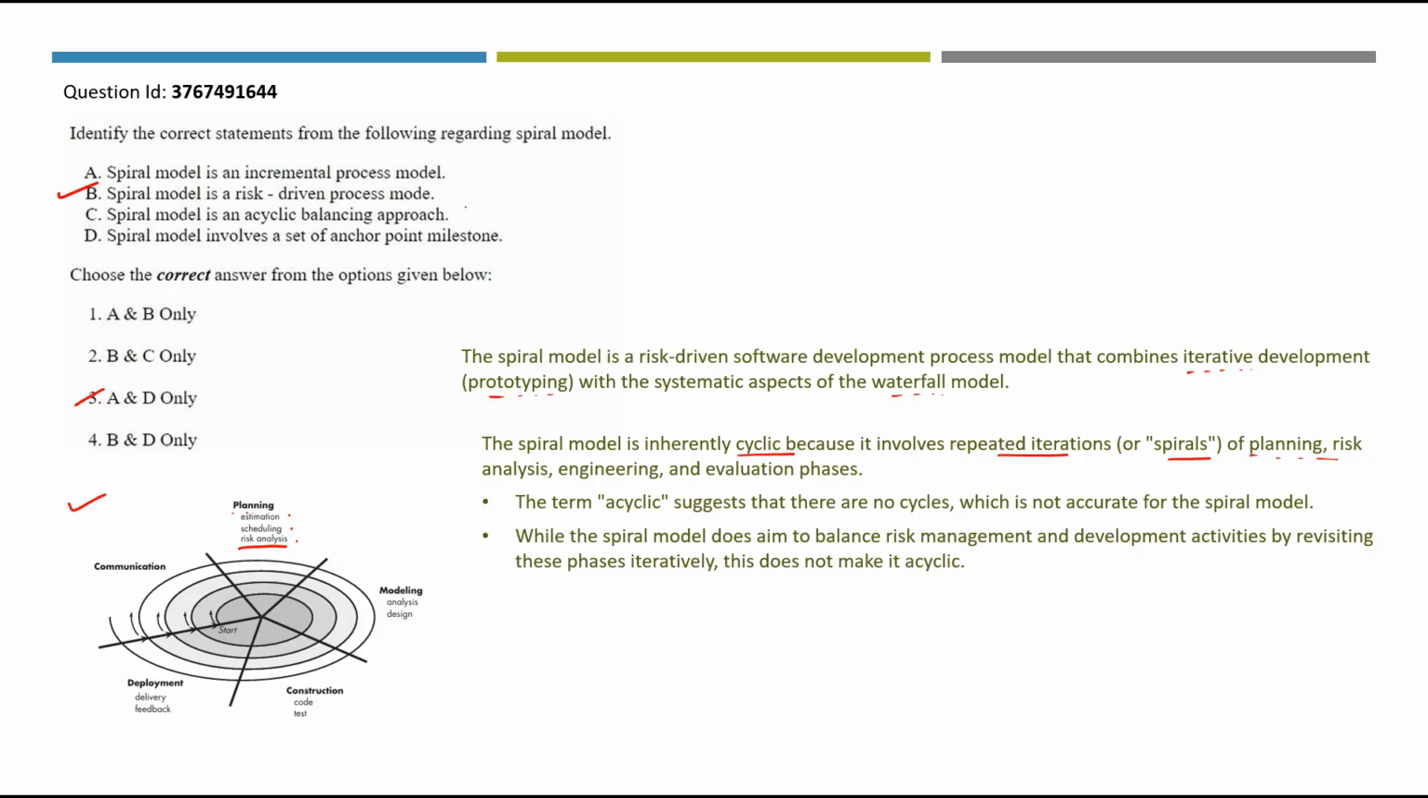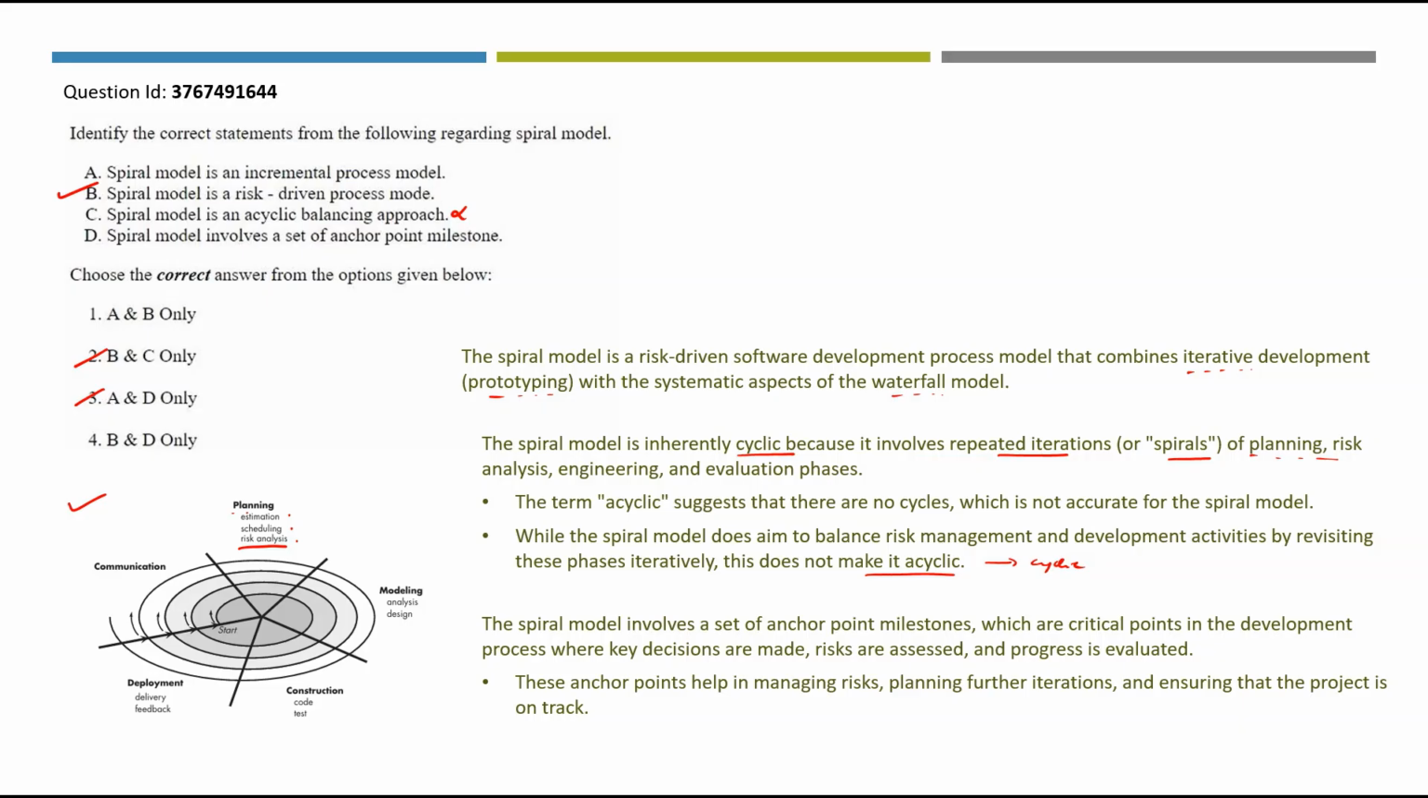So C is not in the answer list. The options involving C can be ruled out. While the spiral model does aim to balance risk management and development activities by revisiting these phases iteratively, this does not make it acyclic. So they say it is definitely cyclic.